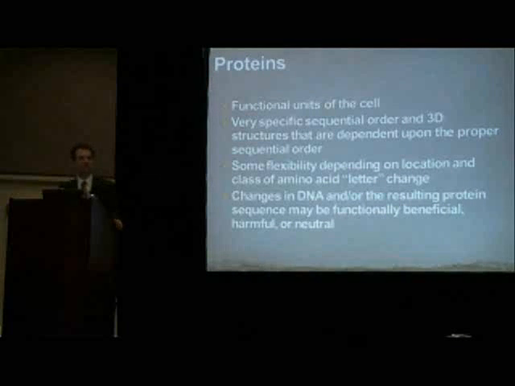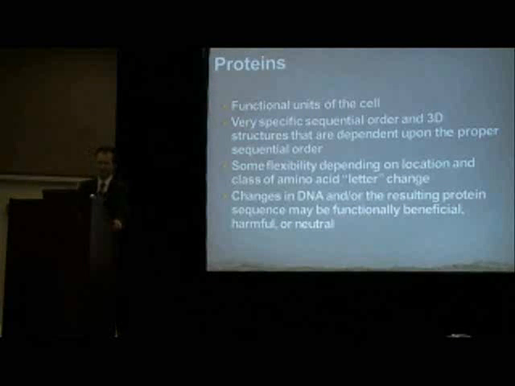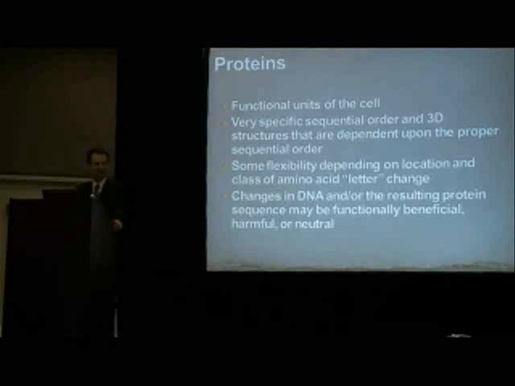Isn't evolution wonderful? And that's the simple version. Very, very simple version. It's much more complicated than that. Proteins. Proteins are functional units of the cell.